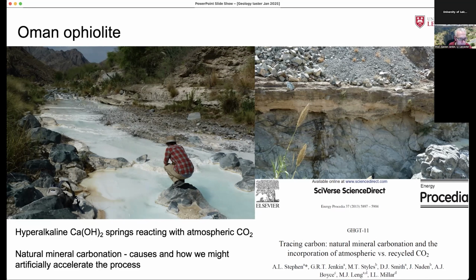springs. So in this stream here on the left, we're seeing the development of calcium carbonate because the spring is calcium hydroxide, pH of about 11. It's basically lime water. If you've ever done that experiment at school where you blow into lime water and precipitate calcium carbonate, this is what is actually happening in nature.